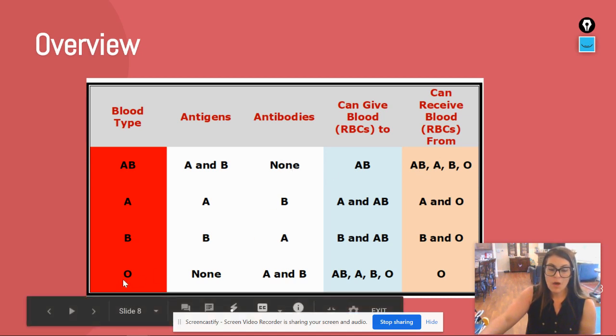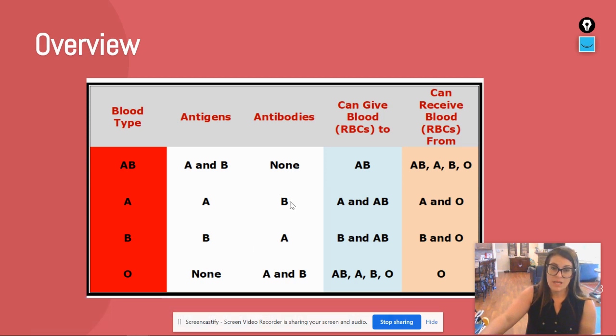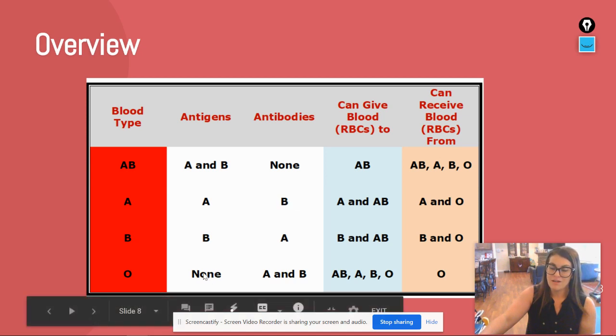On the other hand, type O would be considered the universal donor because it doesn't have any antigens, right? So even though, say, someone with type A has B antibodies, it's not going to attach to anything on type O. If you make A antibodies, it's not going to attach to type O. So they're considered the universal donor.